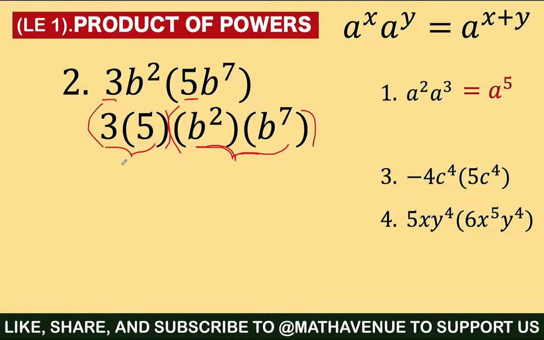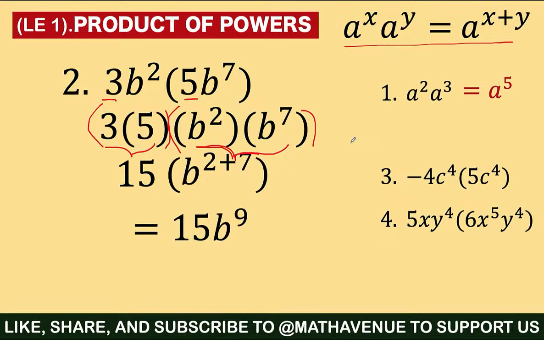In the commutative property, you are allowed to interchange the order. In the associative property, we are allowed to regroup the factors of these algebraic expressions. So, 3 times 5 equals 15. For b squared times b to the 7, that's when you now apply this law of exponent number 1 to get b to the 9th. So our final answer is 15 b to the 9.